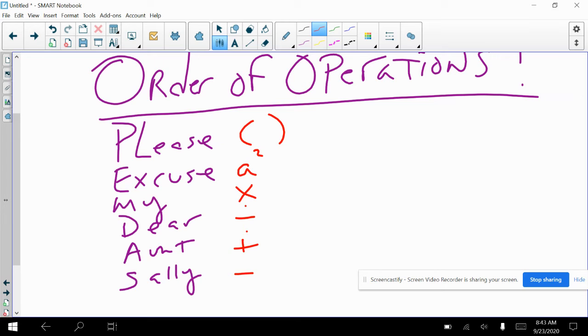Are there parentheses? If you answer no, you move down to exponents. Is there an exponent? No. Then I move down to multiplication. And then if you answer yes, then you solve it. And then you move on to division. Is there division? No. Is there subtraction or is there addition? Yes. Solve that. Is there subtraction? Yes. Solve that. And then you will get your answer.